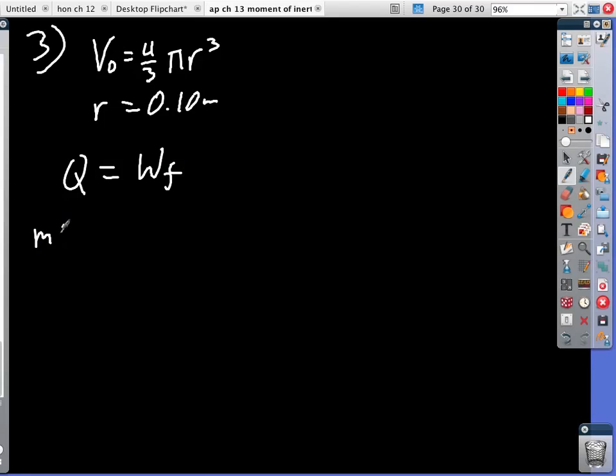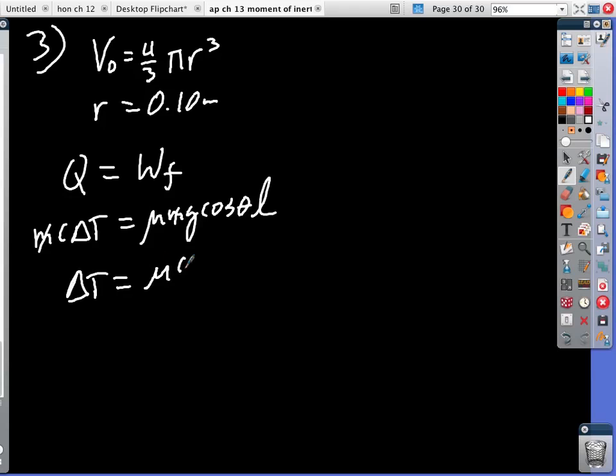So then this is going to be mc delta T, and this is going to be mu mg cos theta times L. So once again, mass is not an issue. And I give you the specific heat of air, so that's fine. And they want to know what would be the change in temperature. So once again, delta T is equal to mu g cos theta L over C.